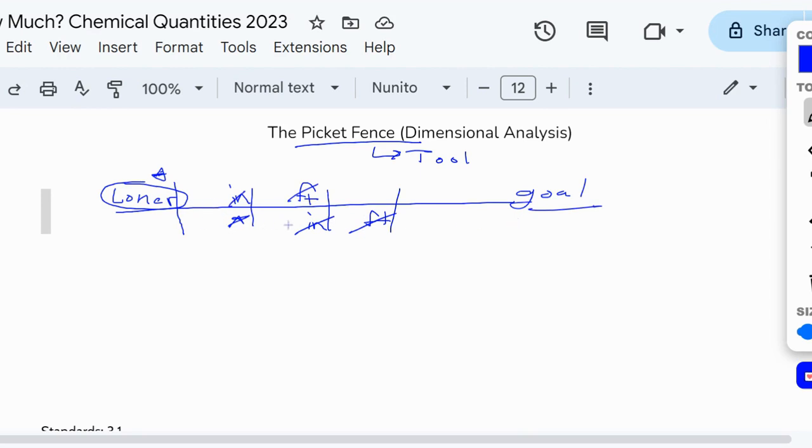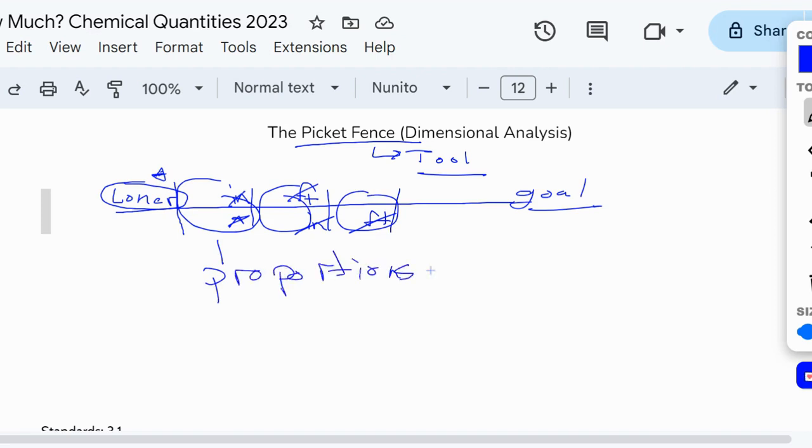A picket fence can be short, it can be long, but again, all it is, is a tool to help you organize your thoughts. You will hear me say a lot: start with the loner, know your goal, cancel as you go. And within each of these things here and here and here, we will put proportions or ratios. Proportions are a comparison of numbers.